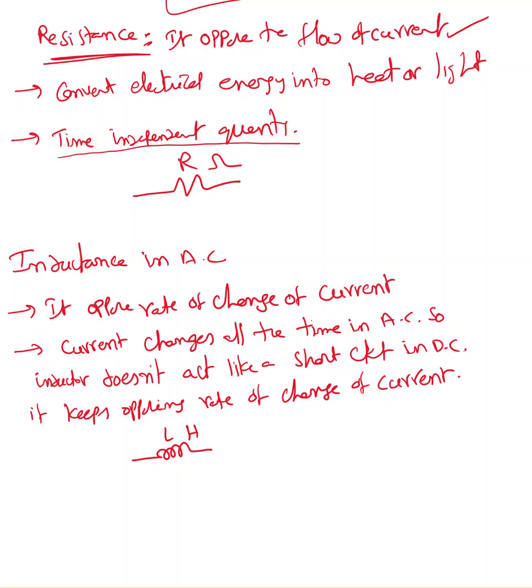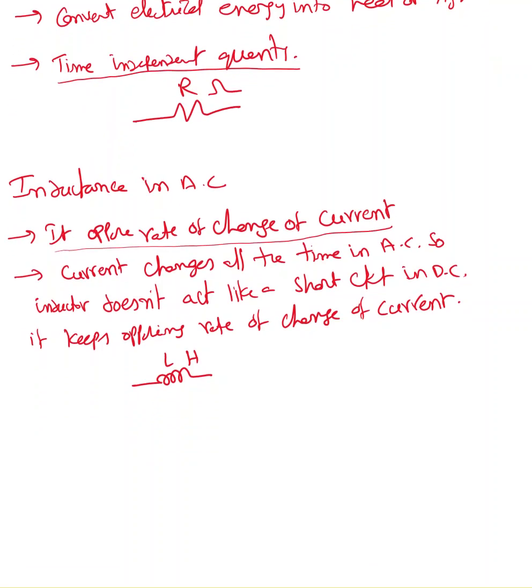When it comes to the inductance properties, it opposes rate of change of current. Current keeps changing in AC, so an inductor does not act like a short circuit, similar to DC. In DC, once it is fully energized, the inductor acts like a short circuit. But when it comes to AC, it no longer acts like a short circuit, it acts like an inductor. Current keeps changing, so it keeps opposing that change in current. So the inductor is going to behave like an inductor, and here inductance is a time dependent quantity.